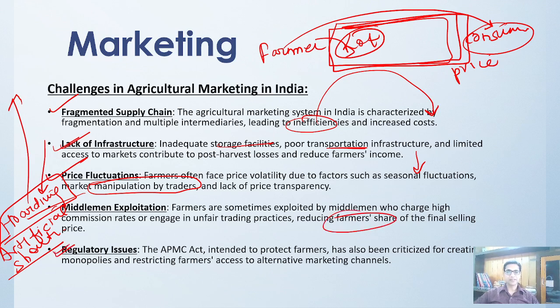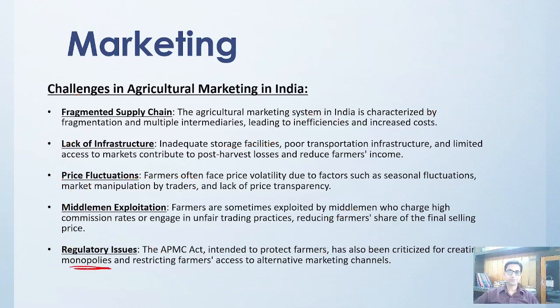Then regulatory issues are there. See, the APMC Act wanted to help the farmers, but sometimes this act only creates monopolies. Because of this, the farmer cannot access alternative marketing channels, because as per the APMC, the farmer has to bring his crop to the APMC market, the mandis. So there is a monopolistic tendency getting created in the APMC, and because of that, the farmer does not have access to the alternate agriculture market. So these are some of the challenges in agriculture marketing.